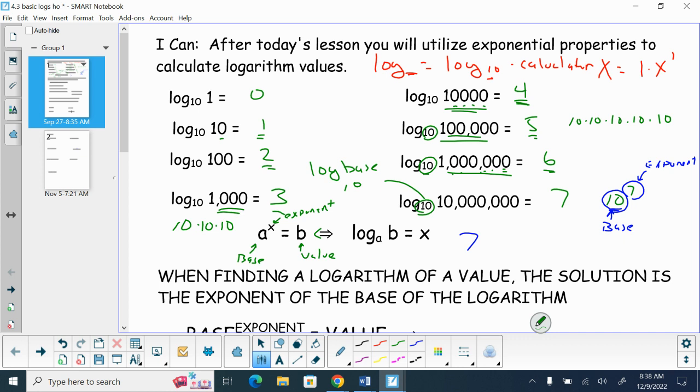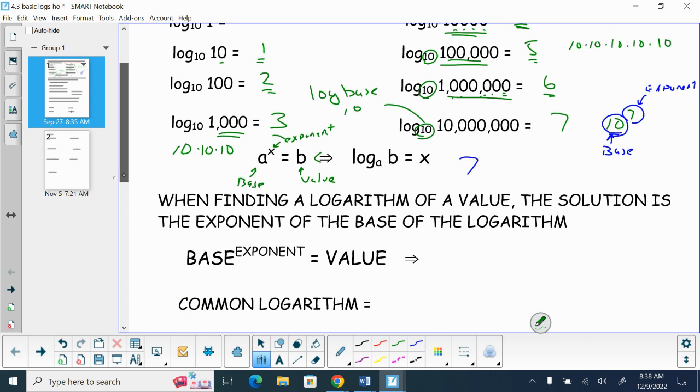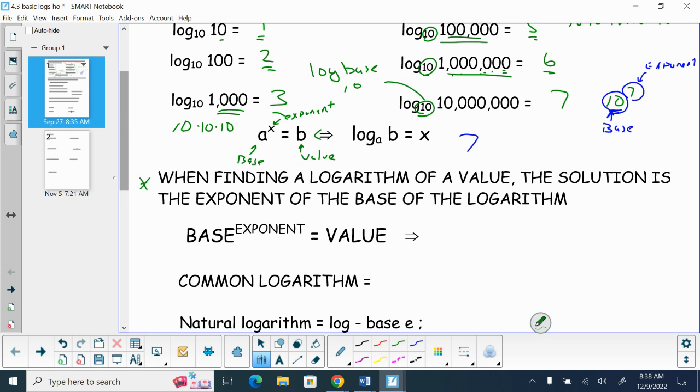Whenever you solve an exponent problem, this is a key idea to remember. When you're finding a logarithm of a value, your answer is going to be an exponent. Your answer is an exponent to the base of the logarithm. So when you're finding a log of a value and you hit the log button on your calculator, your answer is going to be an exponent.